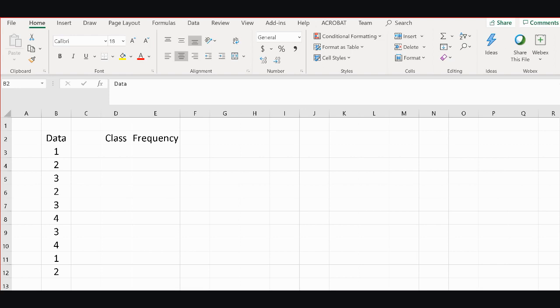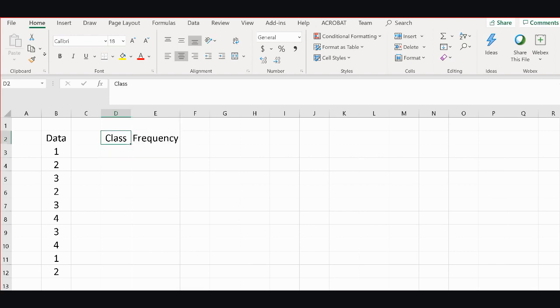So let's look at this example here. I have a list of numbers. Let's say this is maybe the number of kids of students in a class. Doesn't matter what it is, the process is the same. There's two things to notice here. One, we have class, and we also have frequency. This right here will become our frequency table.